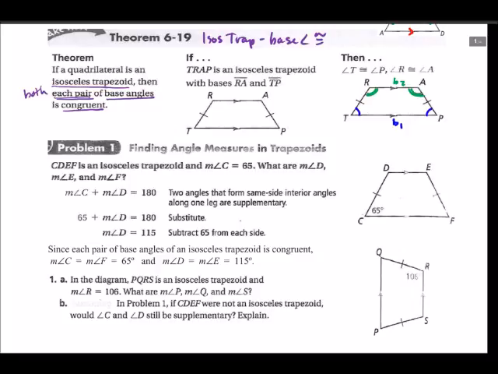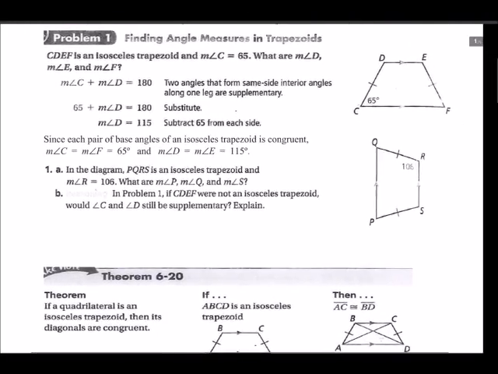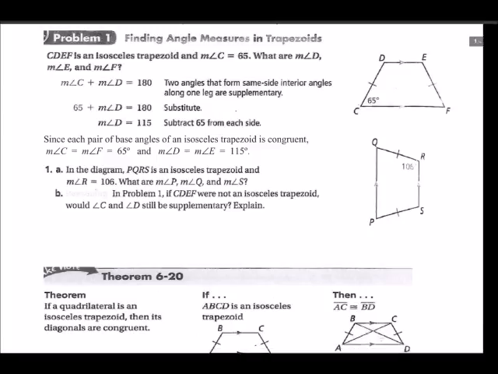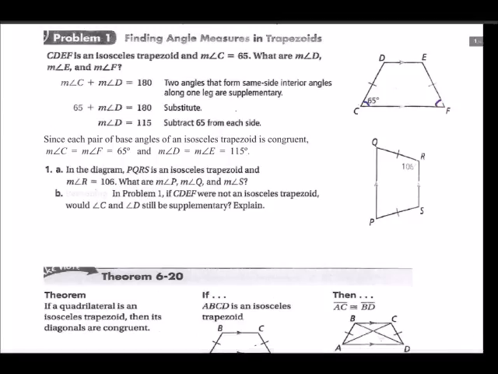So what does this let us do? Some algebra. We are told that CDEF is an isosceles trapezoid, and the measure of angle C is 65 degrees. We are to find the measure of angle D, E, and F. Well, the first one is really easy here. What's the measure of angle F going to be? Well, we know that base angles are congruent, so the measure of angle F is 65 degrees.